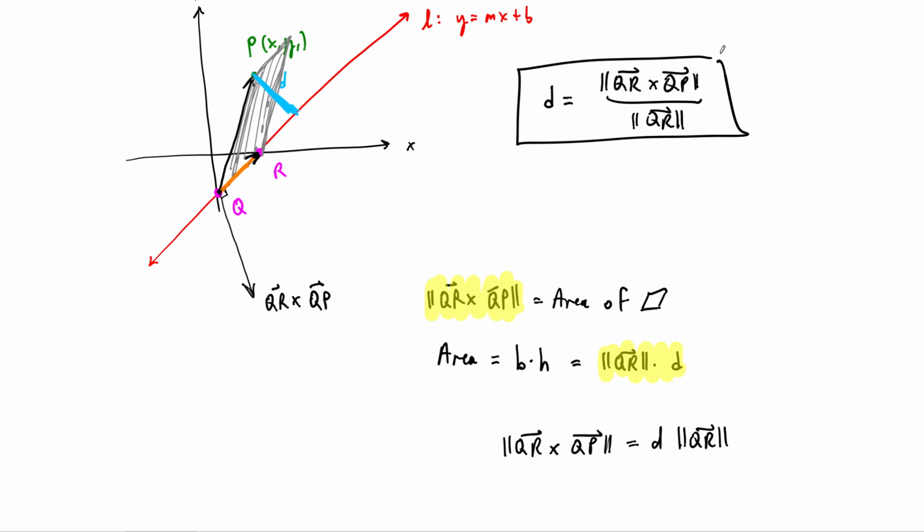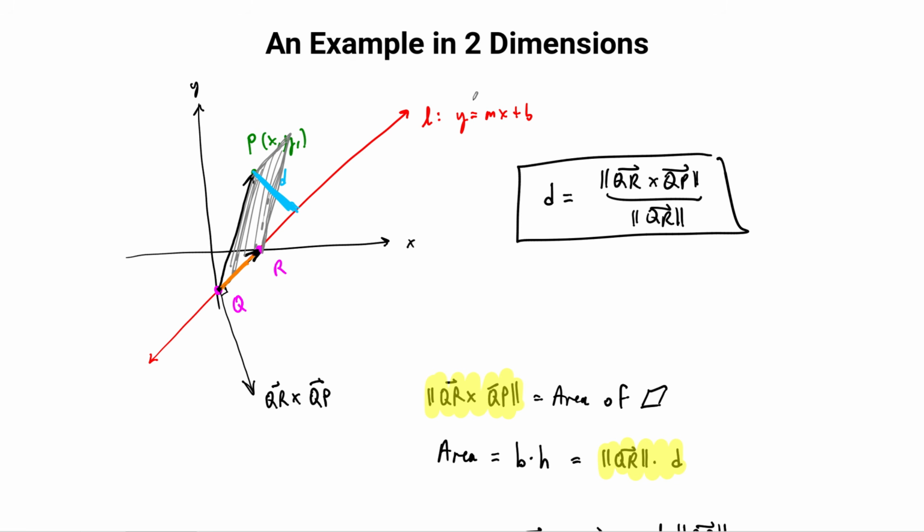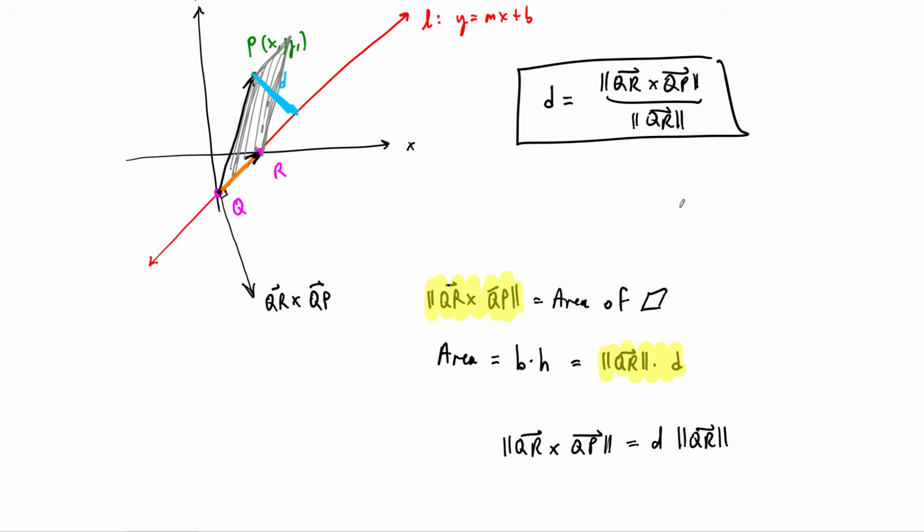By the way, we found a formula for this using a dot product in the previous set of lectures, in the dot product lecture series. So now we have a dot product method and a cross product method for finding the distance between a point and a line. Let's do an example.